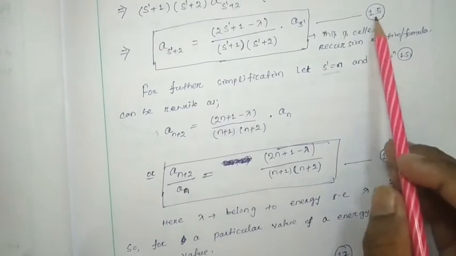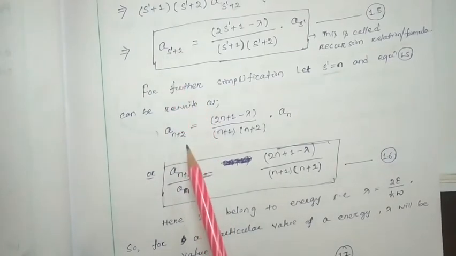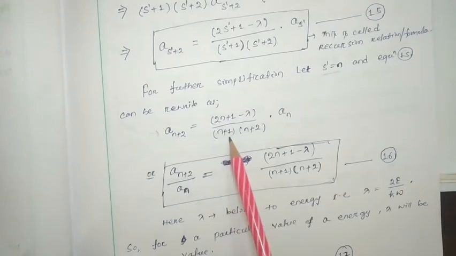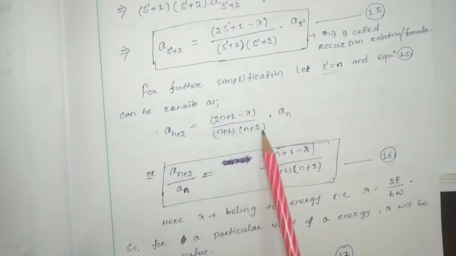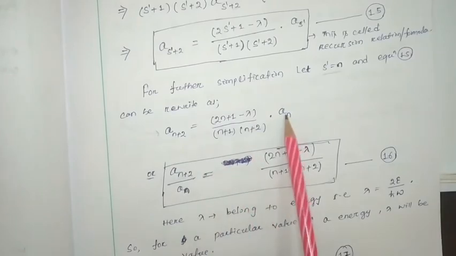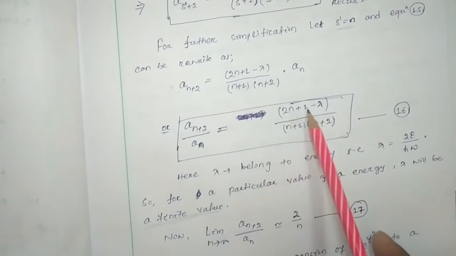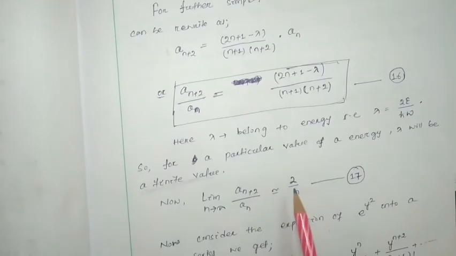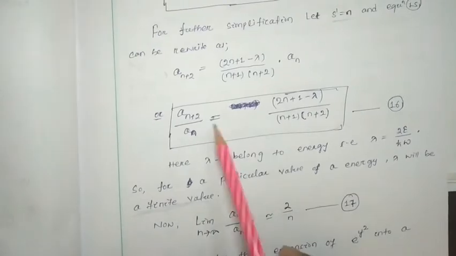equal to n, the equation number 15 can be rewritten as a n plus 2 is equal to (2n plus 1 minus lambda) divided by (n plus 2) into (n plus 1) into (n plus 2) into a n. Okay, so a n plus 2 divided by a n taken to this side, a n plus 2 by a n is equal to (2n plus 1 minus lambda) divided by (n plus 1)(n plus 2). Now you consider n tends to infinity, what will be its value?